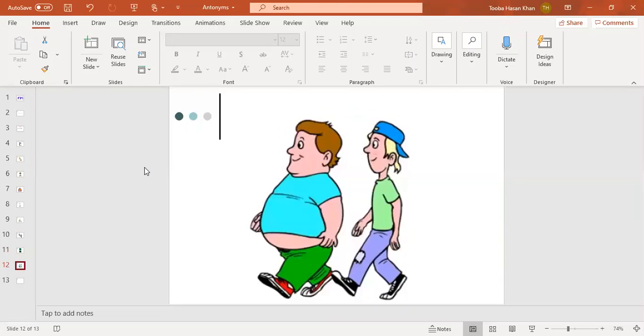What do you think will be the antonyms here? So the answer is thick, fat and thin, or fat and slim. Okay, these are the opposites.